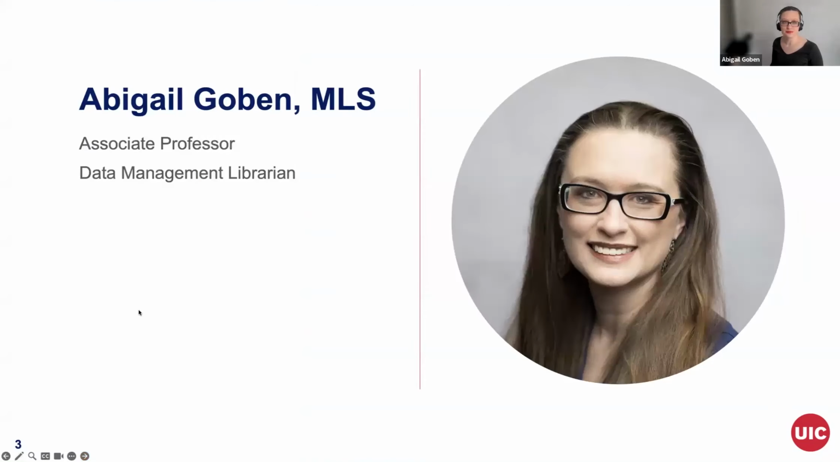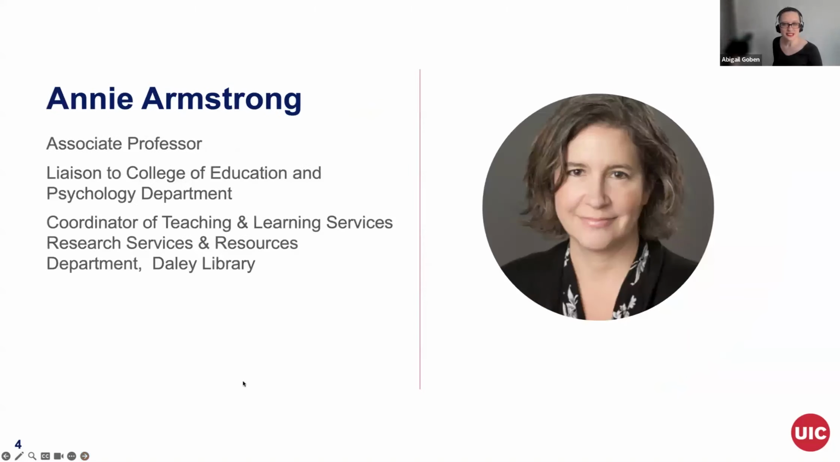So for those of you I haven't met, I'm Abigail Gobin. I'm an associate professor in the University Library, and I'm the data management librarian. My research primarily focuses around data policy, data education, data management. And I'm here to tell you I've only written one systematic review, but I work on a lot of scoping reviews with colleagues. So that's truly my preference, really going for scoping reviews and other kinds of evidence synthesis. So I will turn it over to Annie.